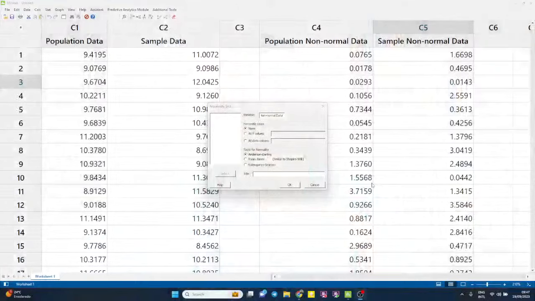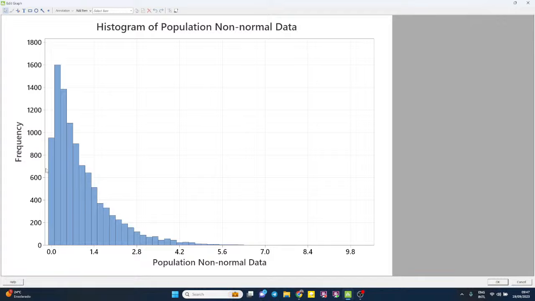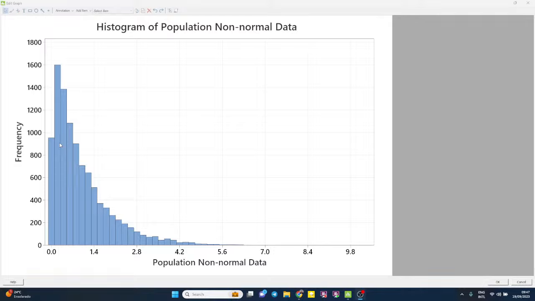hey, client, hey, manager, hey, boss, the population is non-normal. I am writing down the population is non-normal, and I'm doing this again for this scenario. Tell me, what's the risk? What is the risk, high or low, for me, knowing that the population is absolutely non-normal?